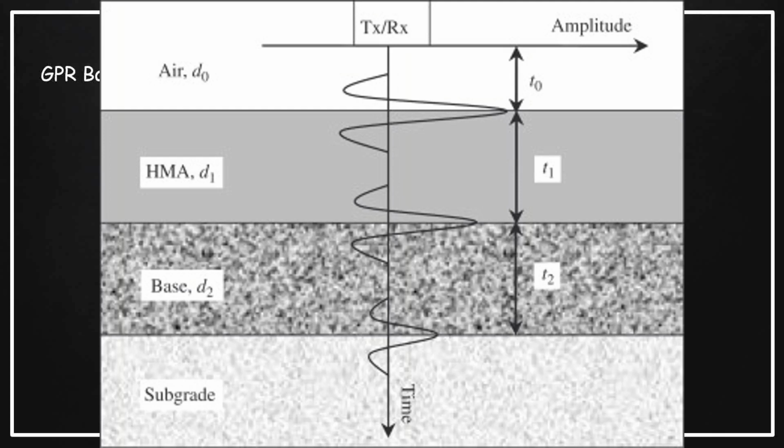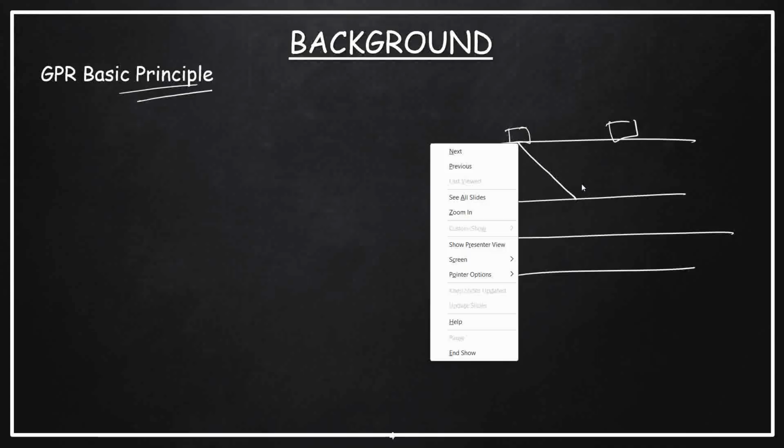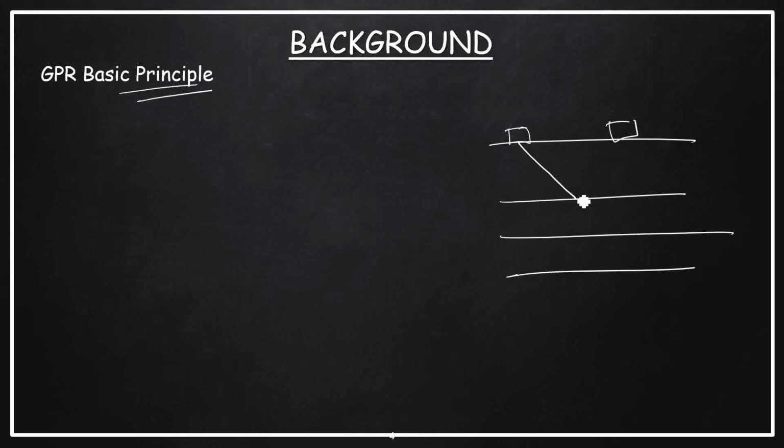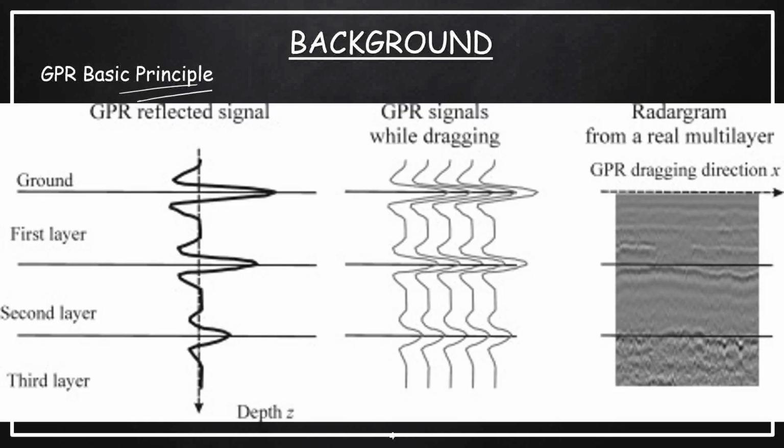You know that the transmitter sends short pulses of electromagnetic energy into the ground. The pulses travel through, suppose these are the layers, several dielectric layers. This is the transmitter, this is the receiver. The pulses will travel and reach the receiver after reflection or refraction. Is it clear to everyone?